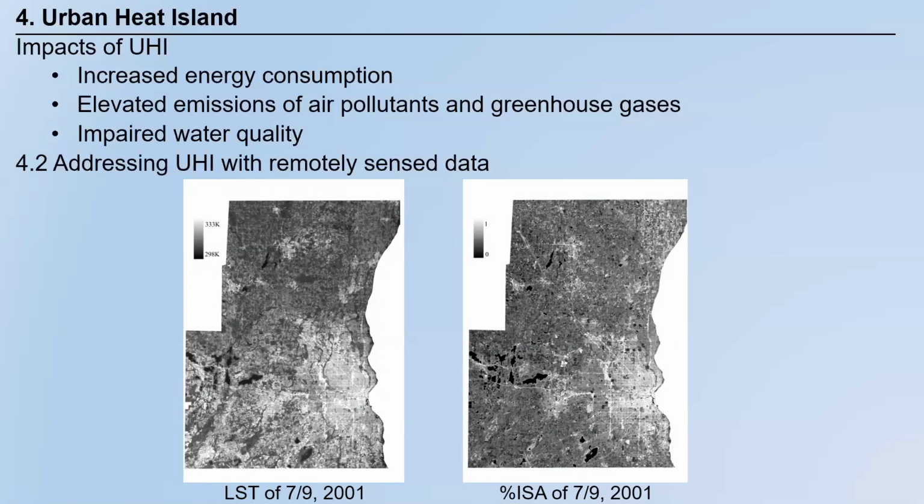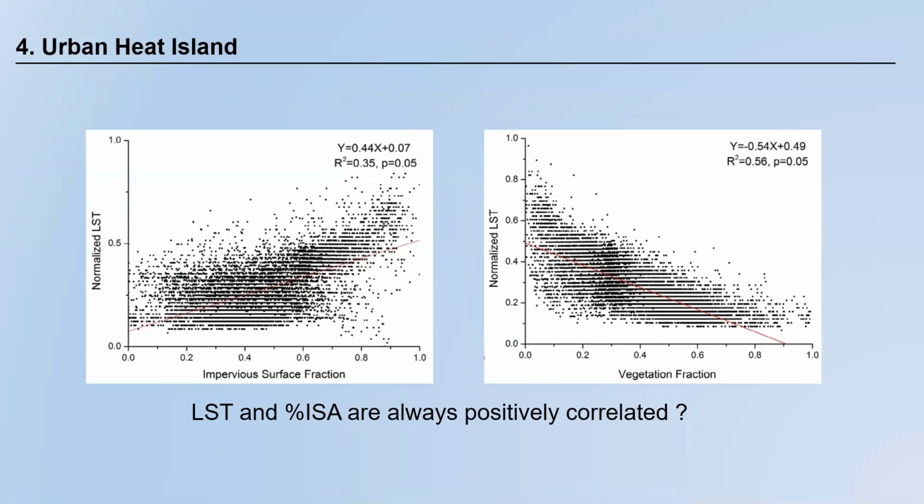When scholars are addressing UHI in urban areas, this is a direct way to prove the existence of UHI, because the higher the abundance of impervious surface, the higher the temperature. And in urbanized areas, we usually have higher percentage ISA. So this is an assumption, and it is also the fact when we're talking about addressing UHI with remotely sensed data. So here is another proof of that.